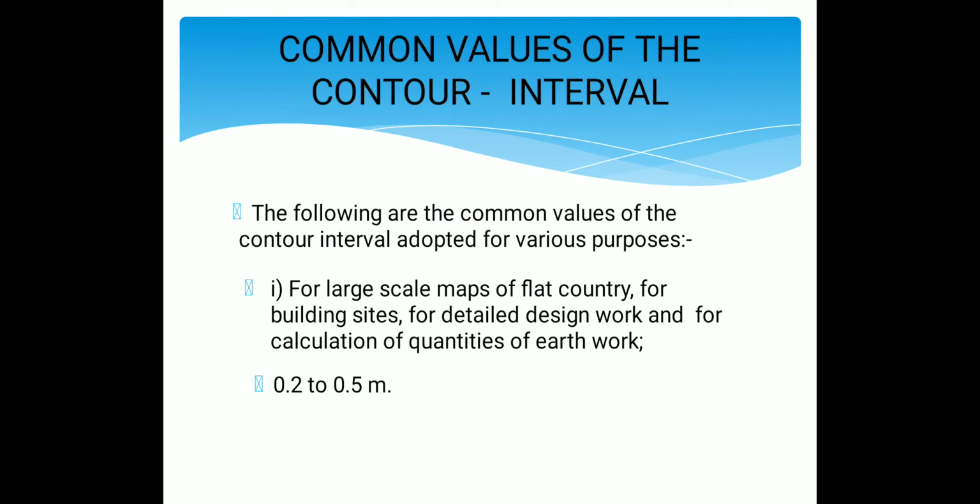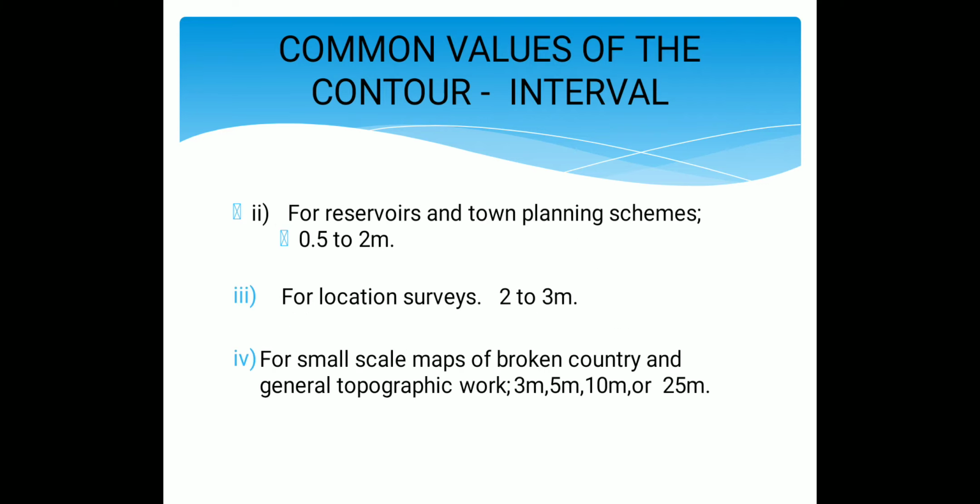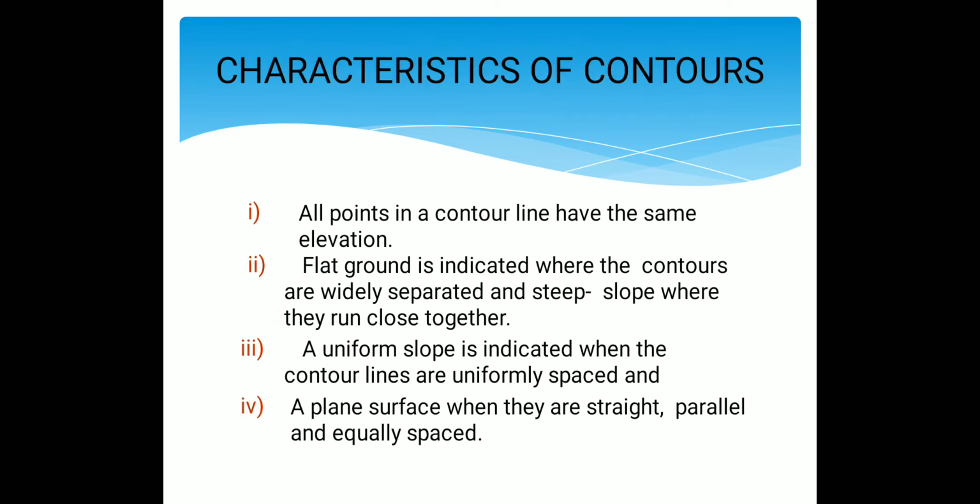The following are the common values of the contour interval adopted for various purposes. For large scale maps of flat country or building sites, for detailed design work or for the calculation of quantity of earthwork, it is 0.2 to 0.5 meter. In case of reservoirs and town planning schemes, it is 0.5 to 2 meter. For location surveys, it is 2 to 3 meter. For small scale maps of broken country and general topographic work, it is 3 meter, 5 meter, 10 meter or 25 meter. These are all the common values that should be considered.